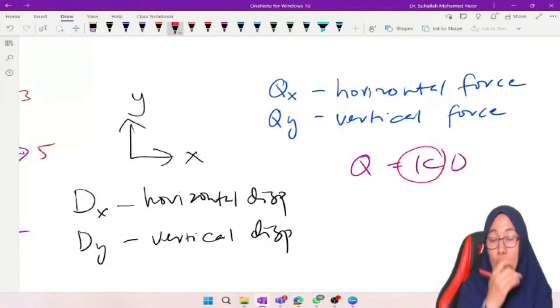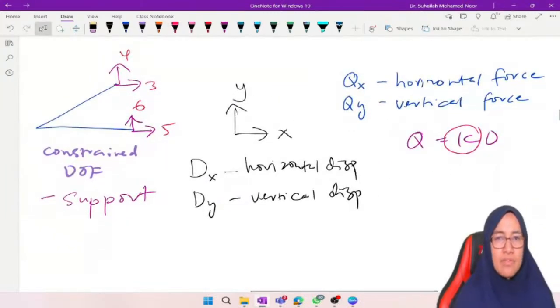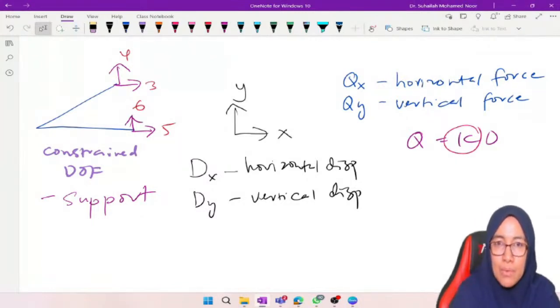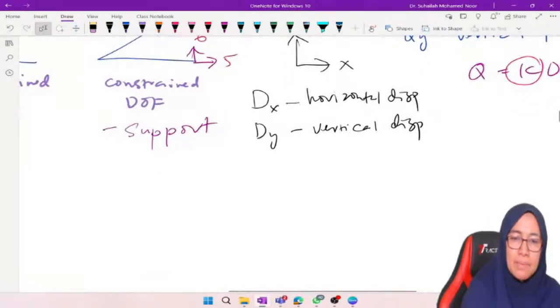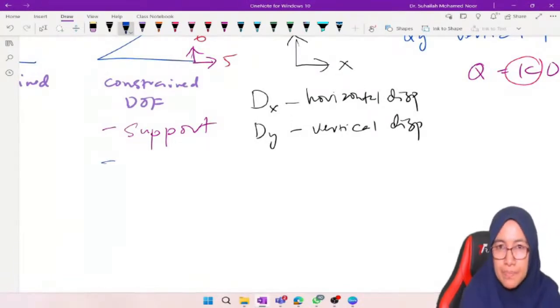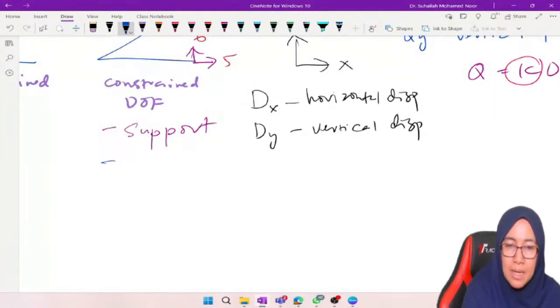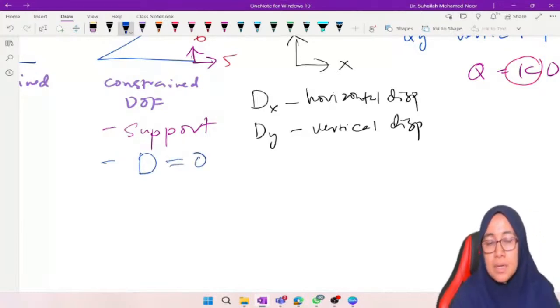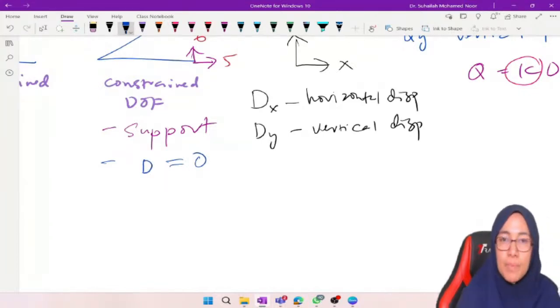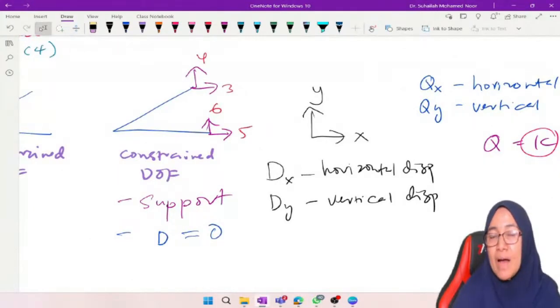So degree of freedom, we always refer to Q and D. By understanding this, refer back to this constraint system. We have labeled this as 3, 4, 5, 6. Support, what does it mean? Support means no displacement, there is no movement. It means that D is equal to 0. Which D? D3, D4, D5, D6.